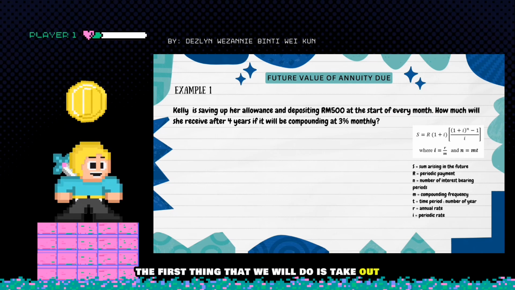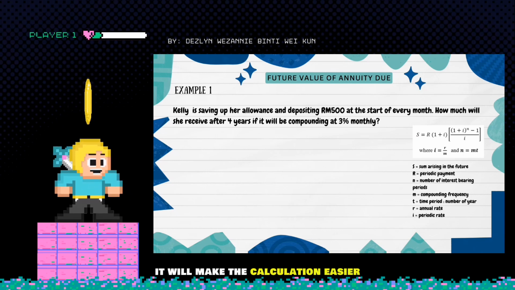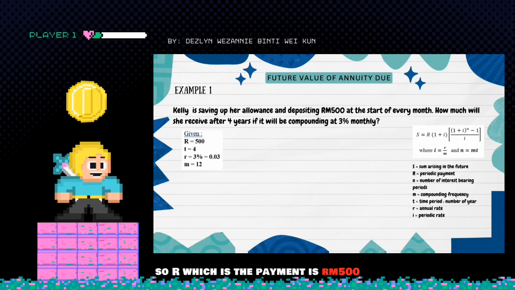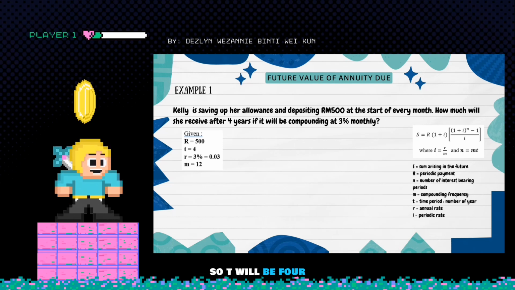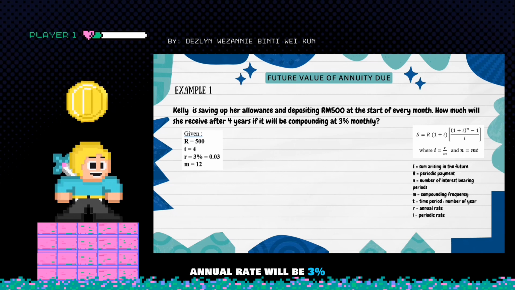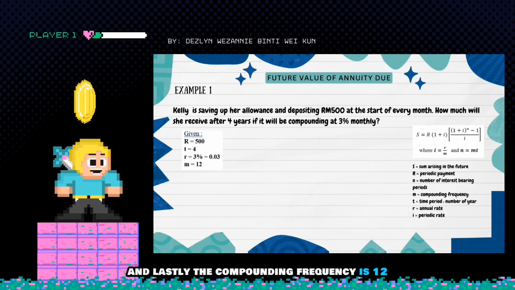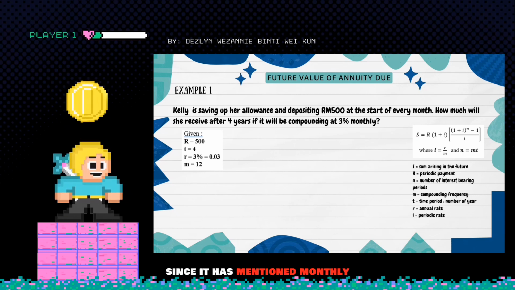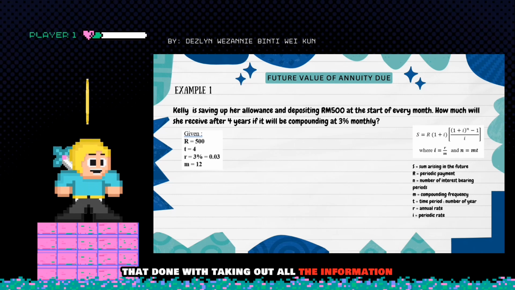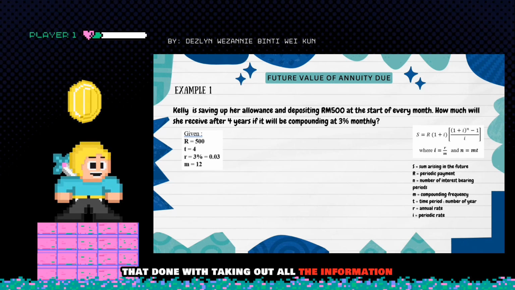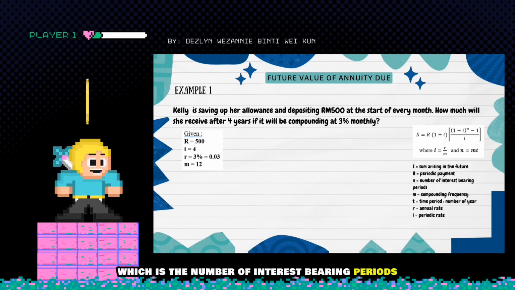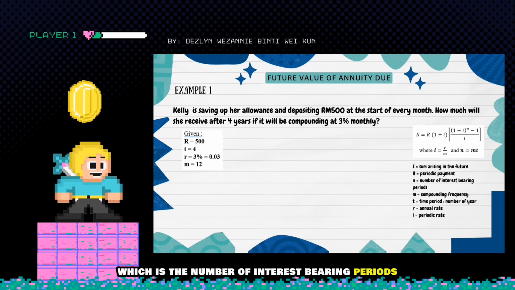The first thing that we will do is take out the given information from the question. It will make the calculation easier. So R, which is the payment, is 500 ringgit. The time period is 4 years, so T will be 4. The annual rate will be 3%. Change it to decimal and it will be 0.03. And lastly, the compounding frequency is 12 since it mentioned monthly there. Done with taking out all the information, now we can calculate the I, which is the period rate, and the N, which is the number of interest-bearing periods.